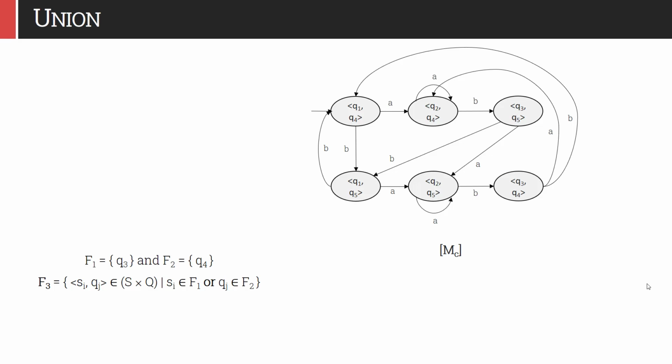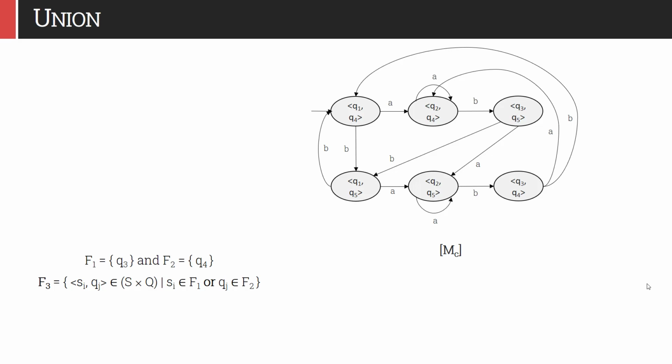Next is Q3 Q5. So Q3 is a final state, so we will mark that as a final state as well. Next is Q1 Q5. So neither Q1 nor Q5 is final, so we will not mark that as final. Q2 Q5 we will not mark as final because neither Q2 nor Q5 are final in the original DFAs.